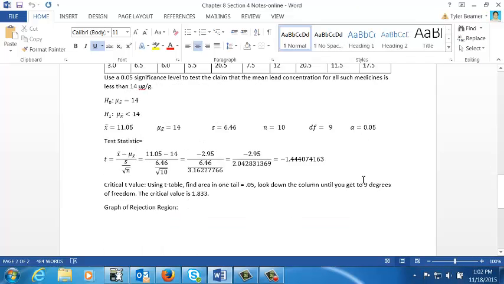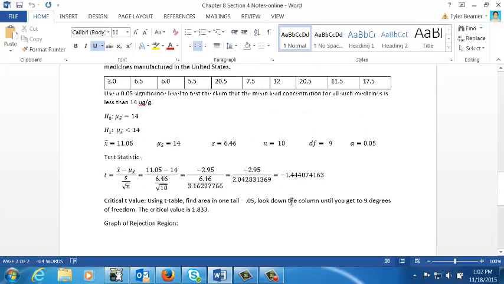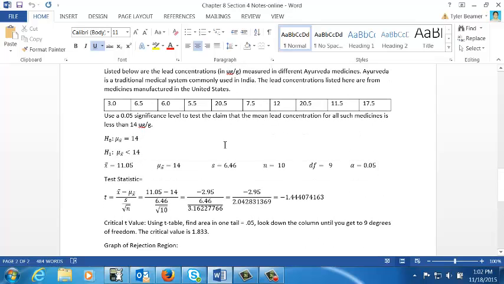So if we take a look down here, there's not sufficient evidence to support the claim that the mean lead concentration in the medicines is less than 14. So we would not have enough evidence to reject this null.